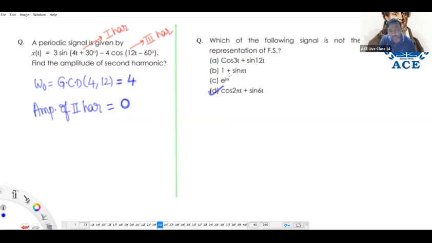1 plus sin pi t, DC is always an exception. The complex sinusoid e power j60 is of course valid. The last one is non-periodic. We cannot express it in terms of a Fourier series. Non-periodic. When asked which signal is not a representation of a Fourier series, try to check which is the non-periodic function.